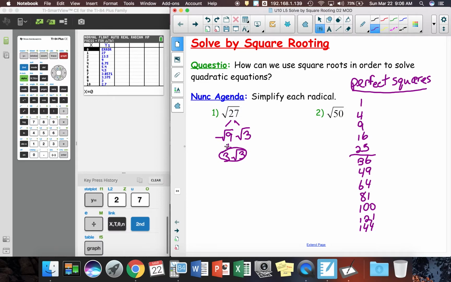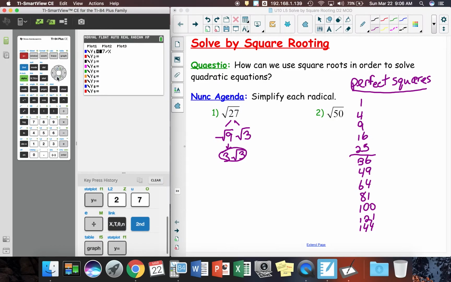Okay, so we get 3 radical 3. So we're going to do the same thing for square root of 50. So when we look at square root of 50, same process. We want to see what numbers go into 50. I go to y equals, and instead of 27, I'm going to type in 50.